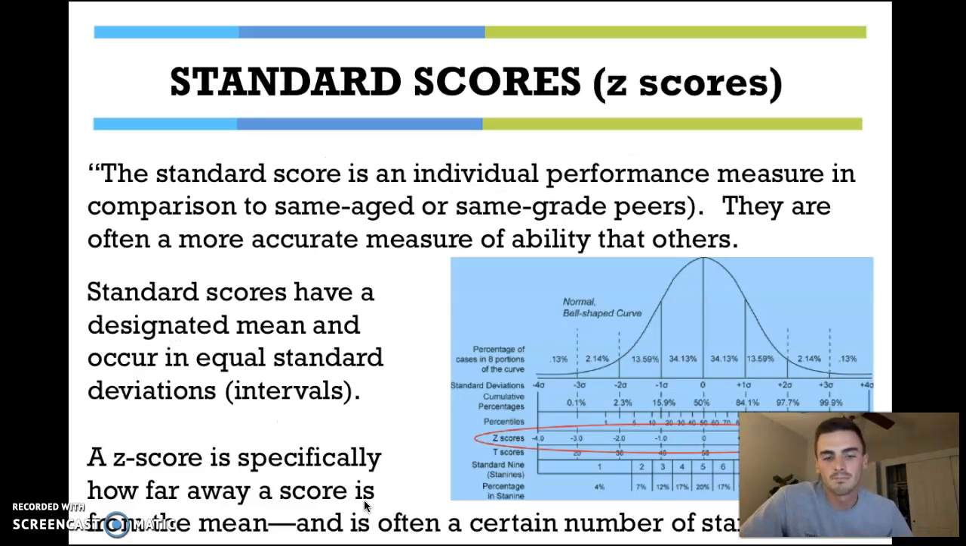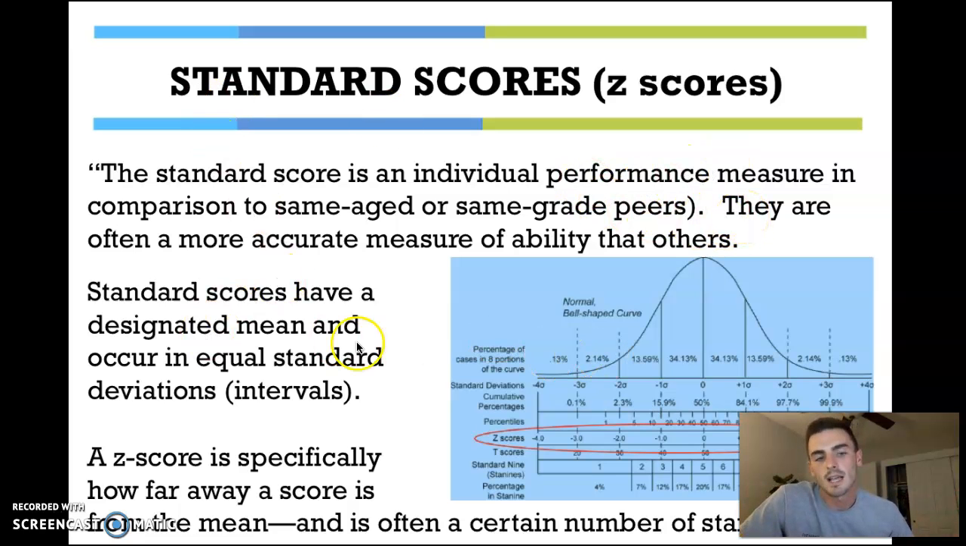Standard scores, oftentimes z-scores again. You've seen this bell-shaped curve a lot, but what we're looking at here is one student's individual performance and how they compare to the same age or same grade peers. We're not looking at how other grades do. We're looking at other kids at their age level and how their abilities compare to each other.